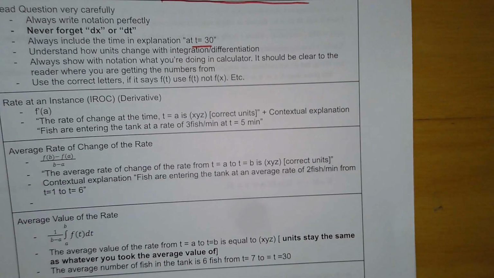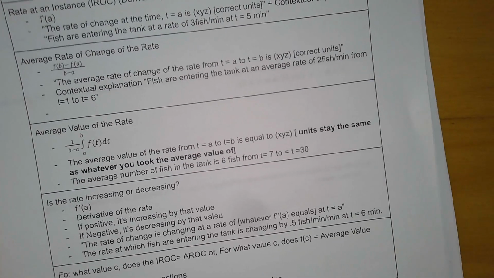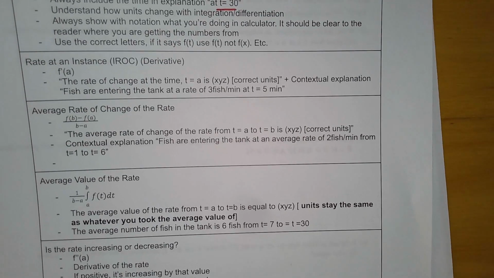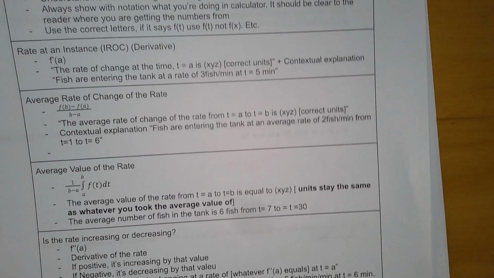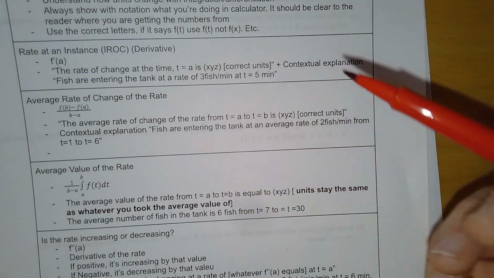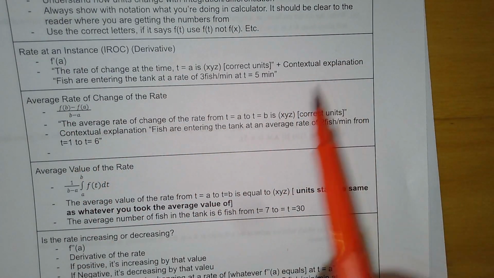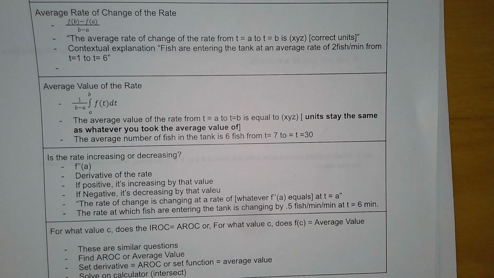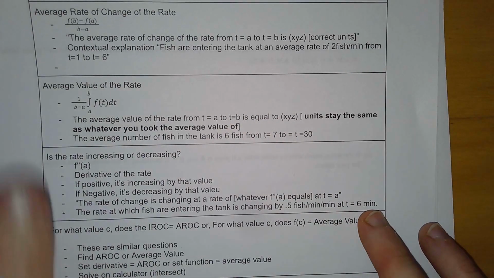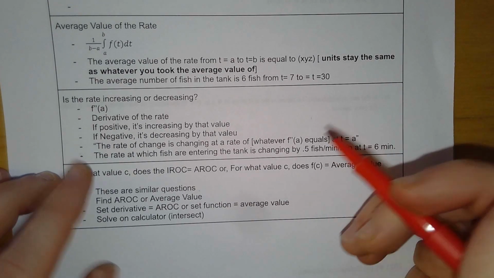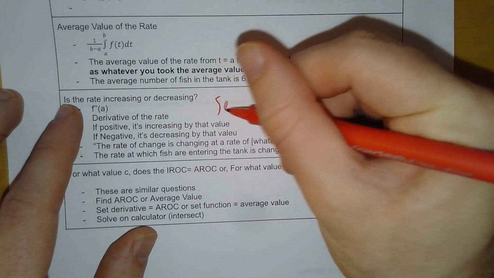These are some pretty classic ones. Actually, I'll add one at the bottom that I kind of forgot about. I didn't forget, I didn't do it. So it might say rate at an instance, and that's the derivative, so you get the derivative of that, and this is an explanation of what it might look like. It might be the average rate of change, in which case you'll use the average rate of change formula. It might be the average value of a rate or average value of a thing, and so you'll use the average value formula. It might say, is the rate increasing or decreasing? That is the second derivative, right? This is the second derivative.